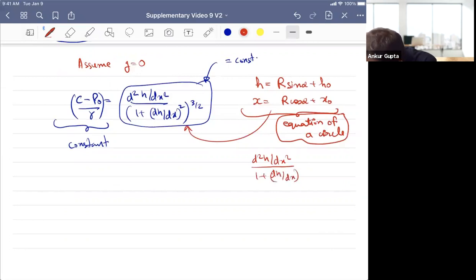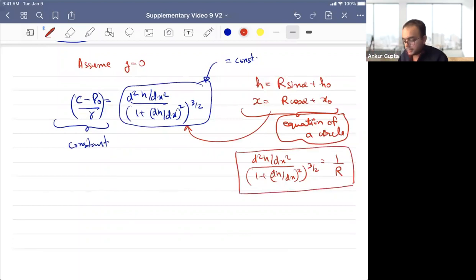I'm not going through the math here because it's a bit cumbersome. But if you're interested, I do invite you to check it out, and I'm happy to share notes or derivation with you if you do end up trying this. This will come out to be 1 by r. Essentially what you get is that this is constant and equal to 1 by the radius of curvature, the radius of the circle.